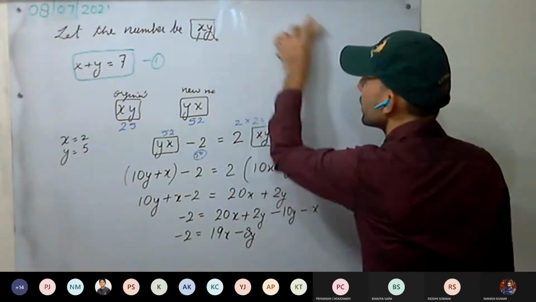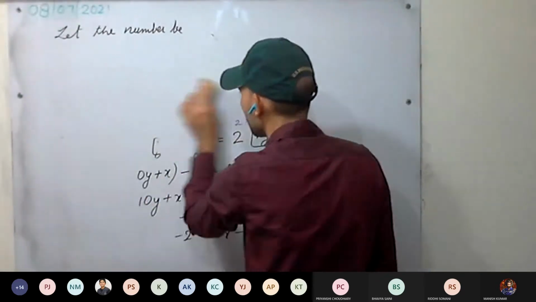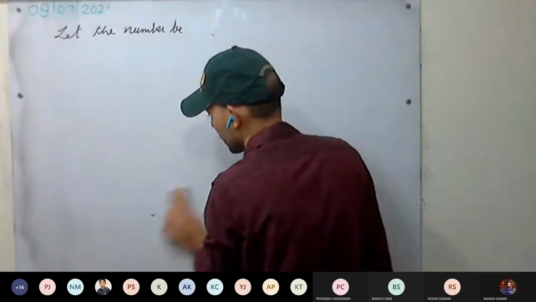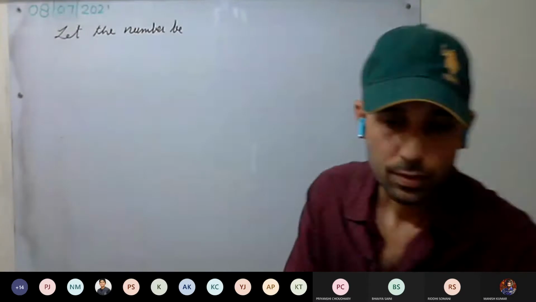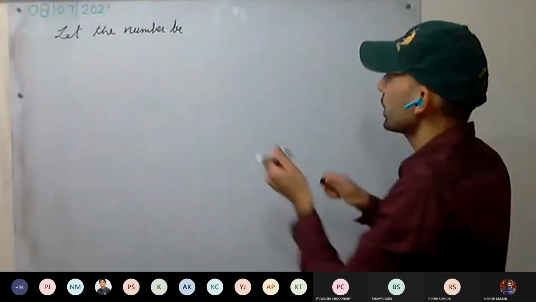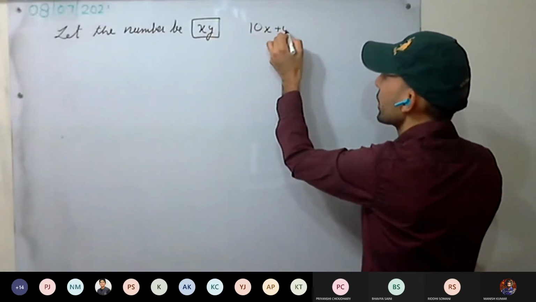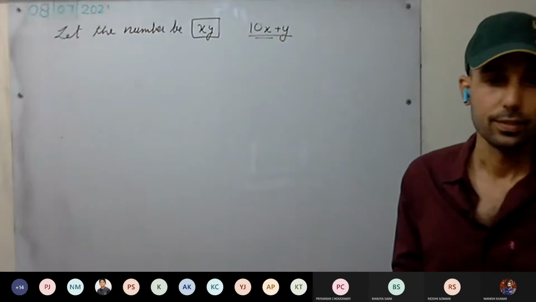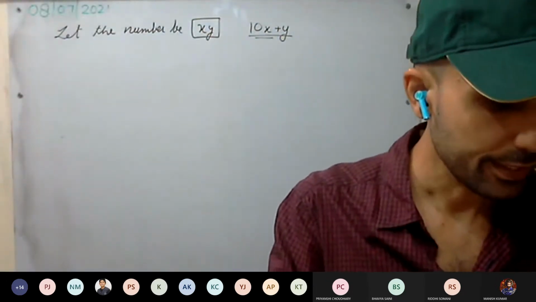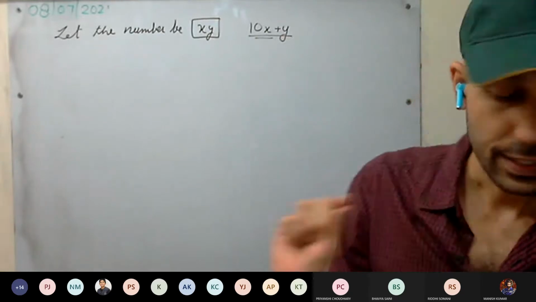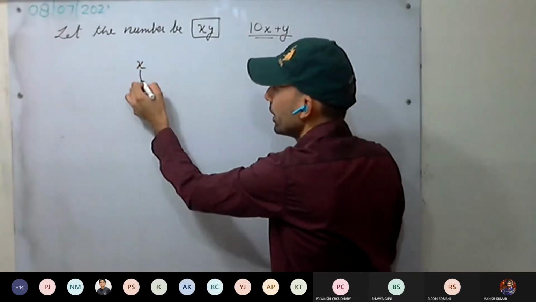So again, I think the same way. Take the number. So let the number be xy. It means 10x plus y. Yes or no? These are the digits of the number. The tens digit of a 2-digit number, that is x, is the tens digit.